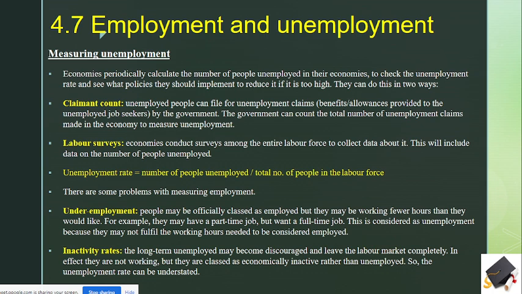The third one, unemployment rate. Now there is a formula you can mention over there. The unemployment rate is equal to the number of people unemployed divided by the total number of people in the labor force. Then underemployment.